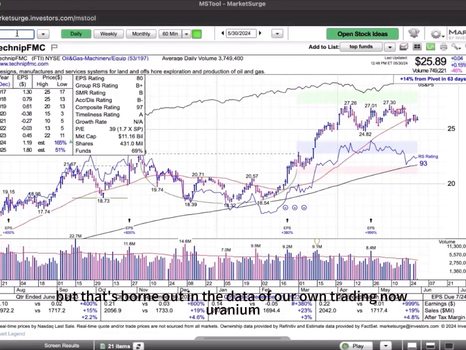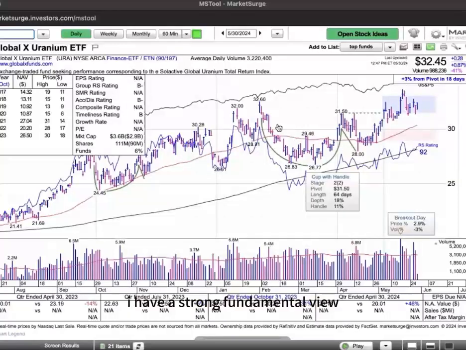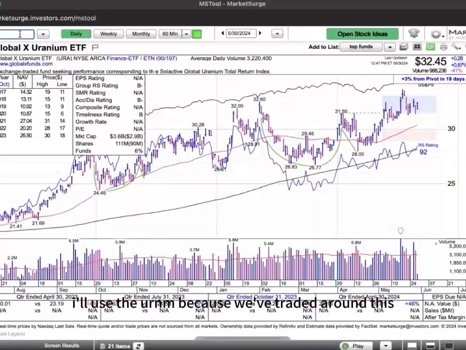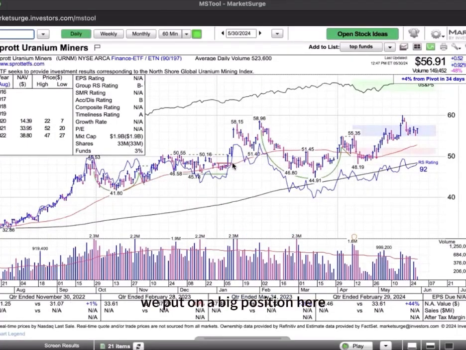Now, uranium being a good example, yeah, I have a strong fundamental view. I'll use the URNM because we've traded around this. We put on a big position here.